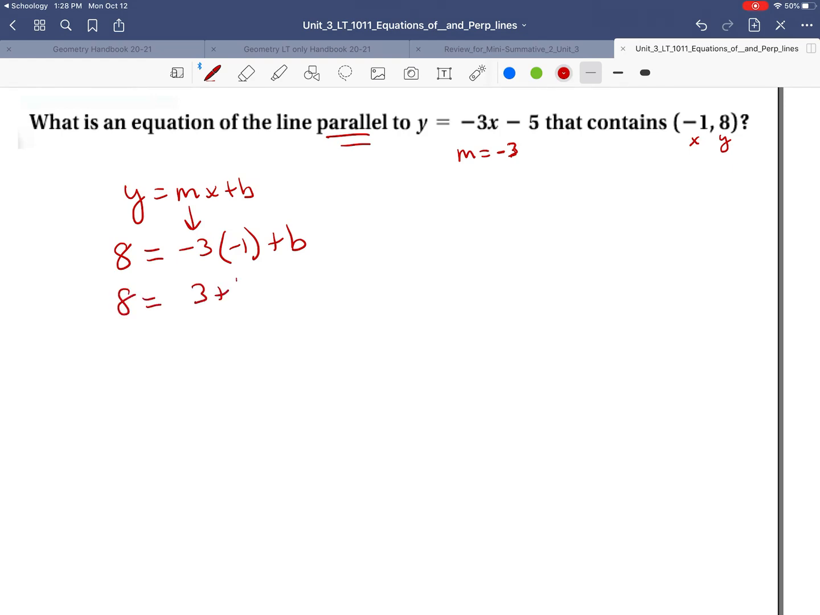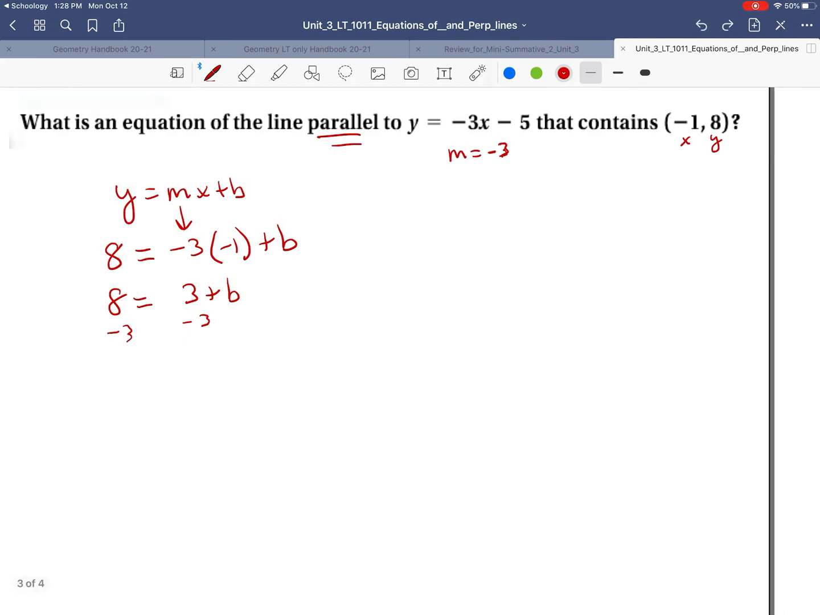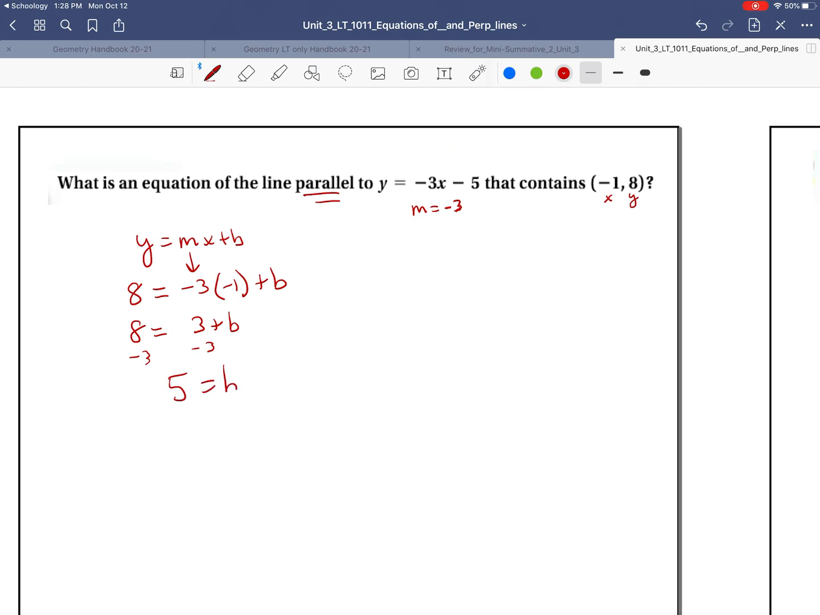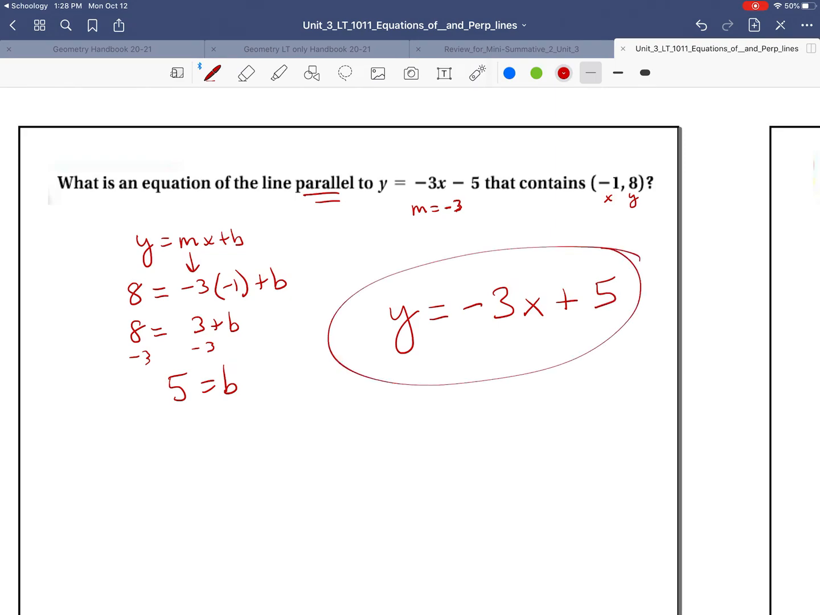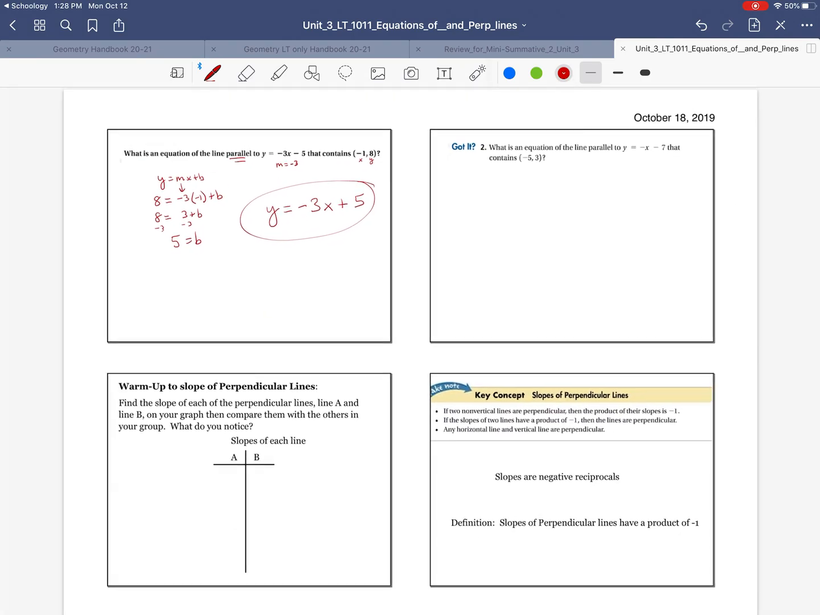So this gives me 3 plus b, so I subtract 3, and I get 5 equals b. So that's my y-intercept. I go back to my original slope, it's parallel, so it's -3x plus 5, and that will be my equation in slope-intercept form for a line parallel that goes through that point.